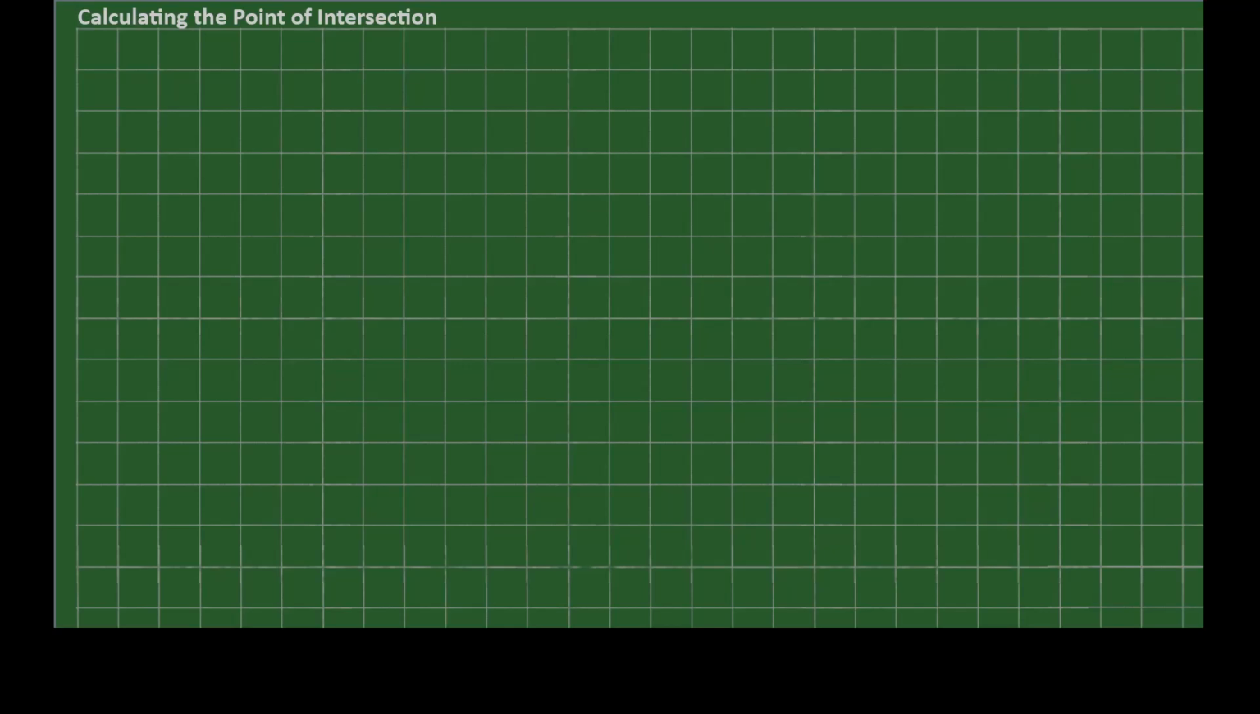Hello good people, I'm going to demonstrate how to calculate the point of intersection. Here is our problem. What is the point of intersection for straight lines with equations y equals 2x plus 30 and y equals 4x plus 20?